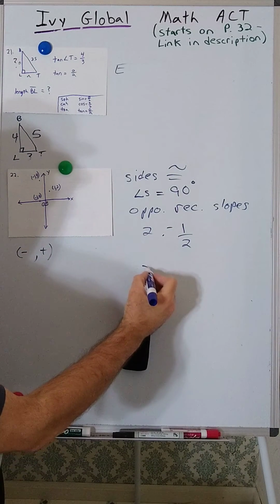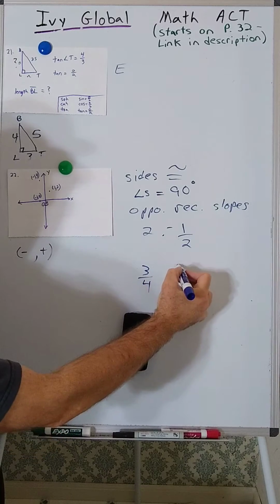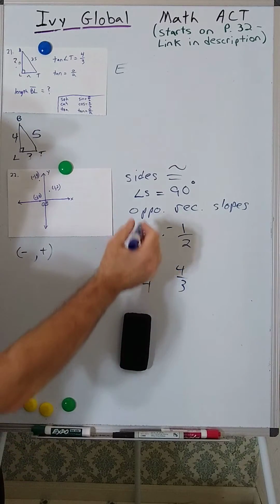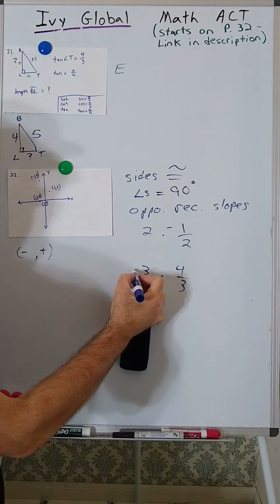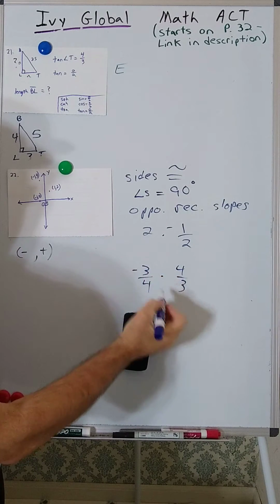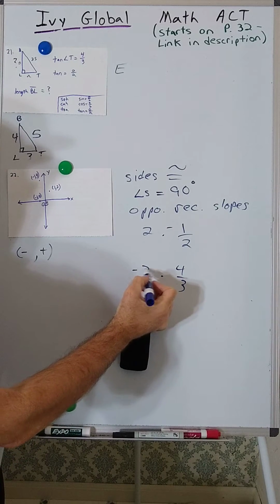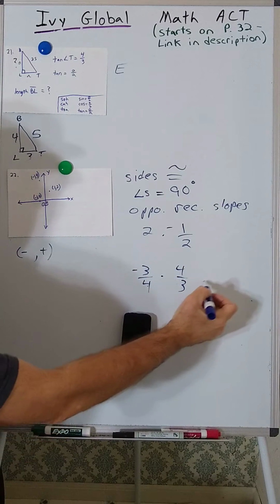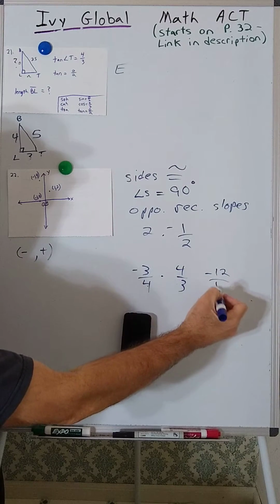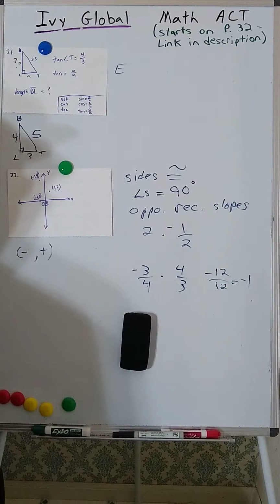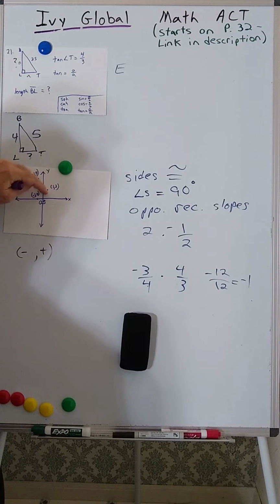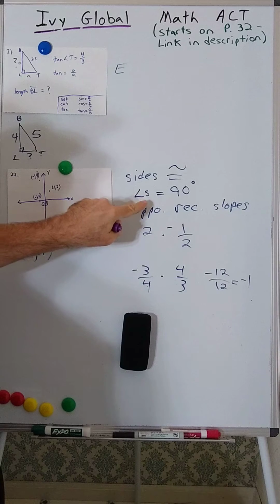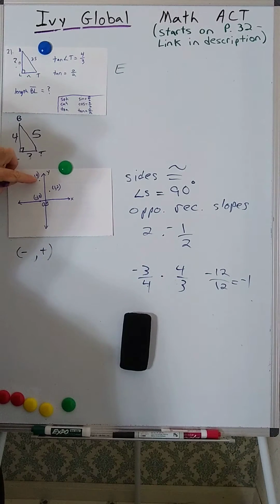Okay, another example would be, say we have 3/4, well, the reciprocal is 4/3, and for opposite reciprocal slopes, one of them has to be negative, or one of them has to be the opposite sign. And then we see that negative 3 times 4 is negative 12. This is 12, so we'd have negative 12 over 12, which is negative 1. So we're looking for slopes like this. That will tell us that the sides are perpendicular, or that the angle measures are 90, and then we need to find the distance between the points.